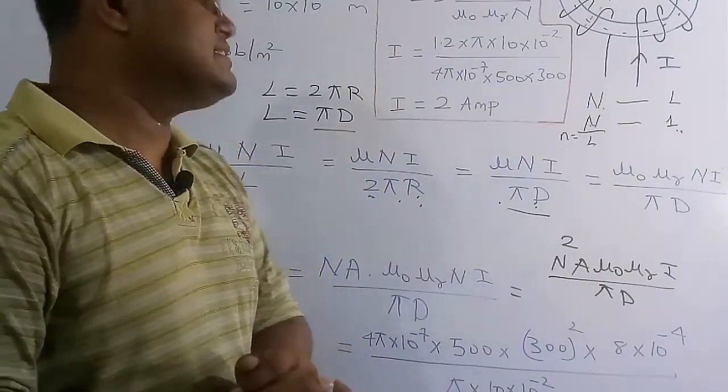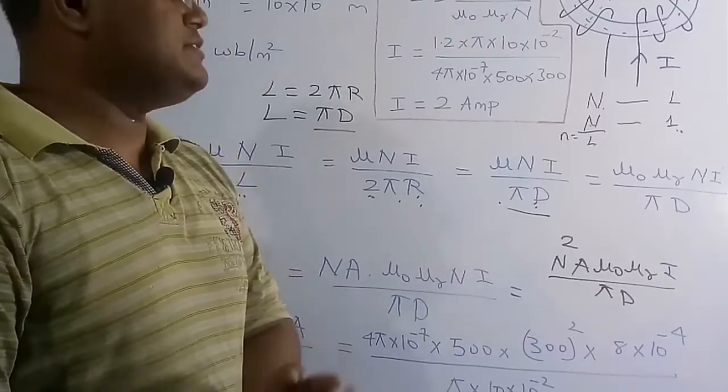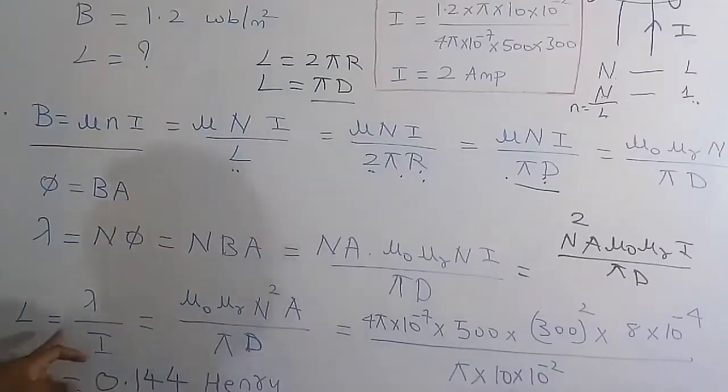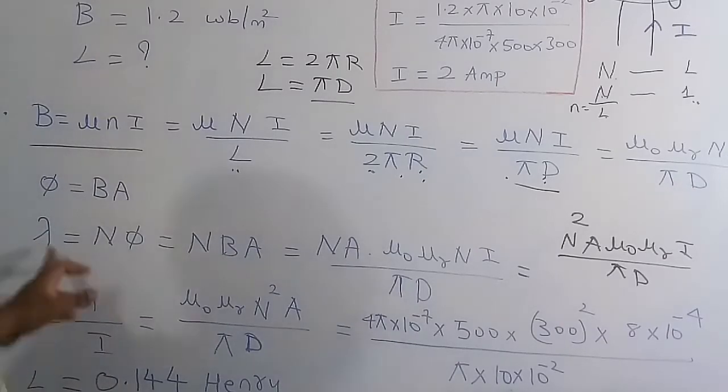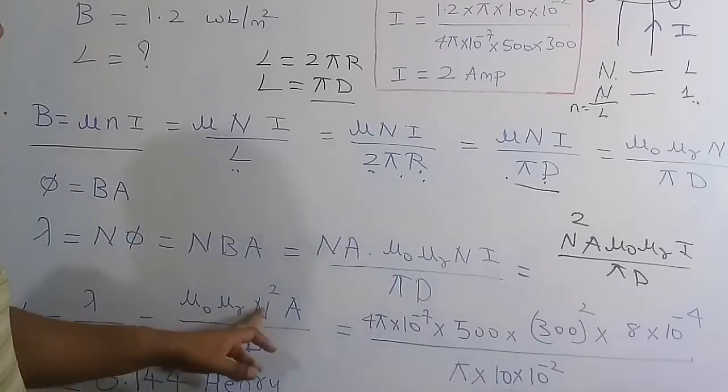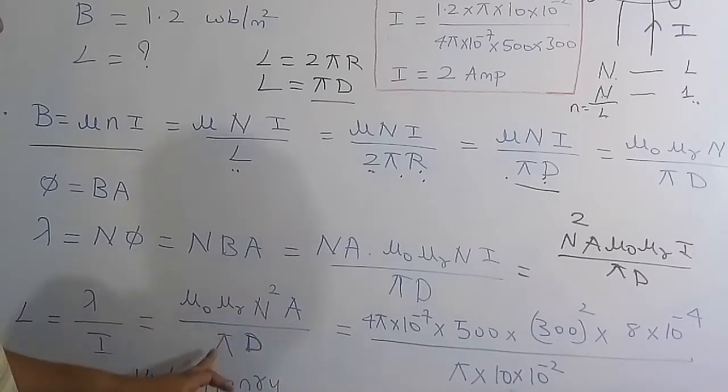So this is the expression of the overall flux linkage, but we have to find the value of the inductance. Inductance is the ratio of the overall flux linkage by the current passing, so L is the ratio of the overall flux linkage by the amount of current passing. Therefore lambda by I is nothing but N square into A into mu naught mu r by pi into d.